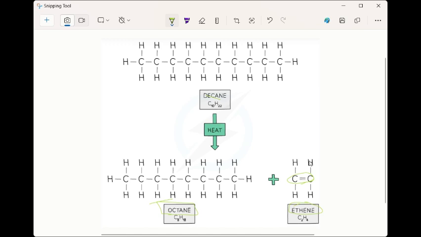So there are two ways of cracking. One way is catalytic cracking. This is when you vaporize your hydrocarbon and then pass it through a hot catalyst. The other way is steam cracking, where again you vaporize your hydrocarbon and then you mix it with steam.